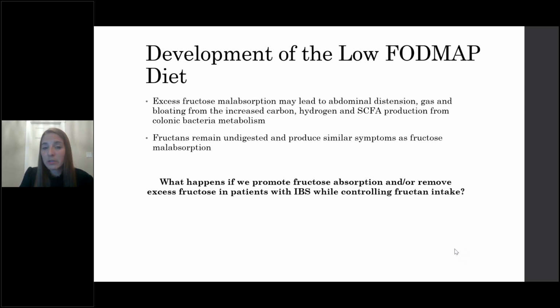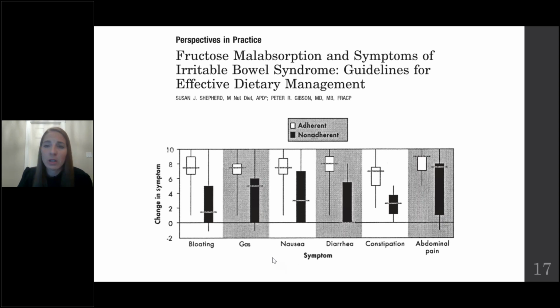And so the initial research question by investigators was, what happens if we promote fructose absorption or remove the excess amount of fructose in our patients with IBS's diet while controlling the fructan intake? And this is from one of those original papers. This is from 2006, where they looked at individuals that were adherent versus not adherent to the dietary recommendations from an RD dietitian-led intervention. And what you can see is that those patients that were adherent to the dietary advice of improving the absorption of fructose while eliminating fructans had a much greater change in their symptoms.